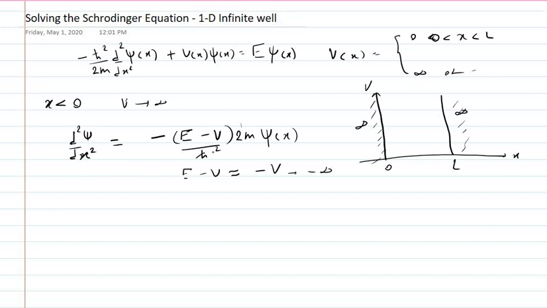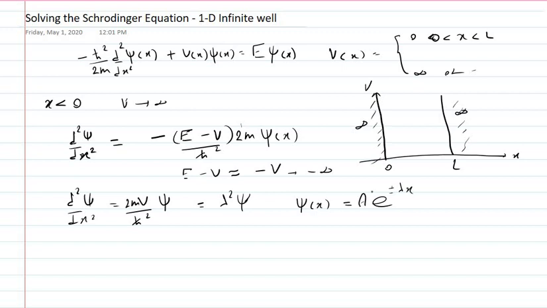Okay, I will write down this equation like this. Let's define this quantity here as lambda squared. When V goes to infinity, lambda also should go to infinity. Now, the wave function for this differential equation will be e to the power plus or minus lambda x, with some coefficients, let's say A prime. Now we are considering x is less than 0.